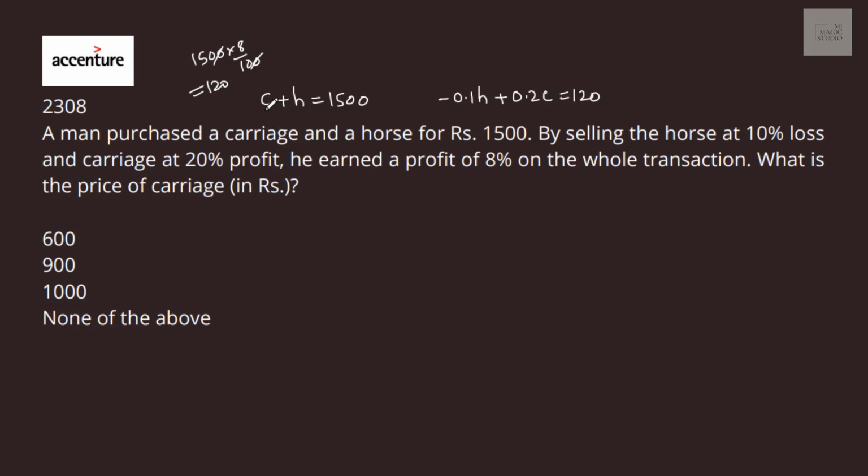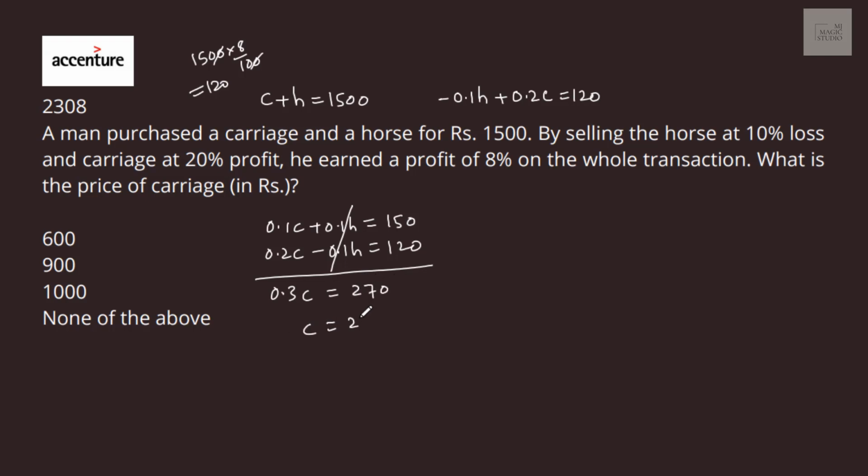Now we have two equations and we can solve them. What is asked? What is the price of the carriage? So let me multiply the equation by 0.1. 0.1 C plus 0.1 H equals 0.1 of 1500, that is 150. And now we have 0.2 C minus 0.1 H is 120. If I add up, 0.3 C is 270. So C equals 270 into 10 by 3, that is 900. So the price of the carriage is 900. We can use this equation method to solve these kinds of questions in no time.